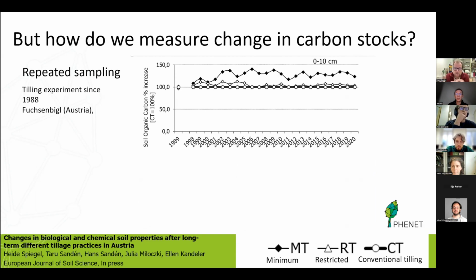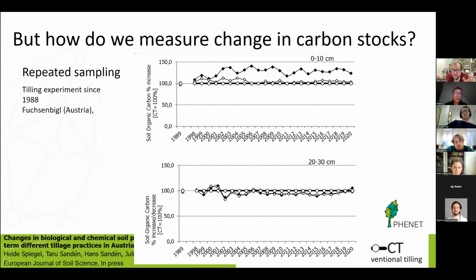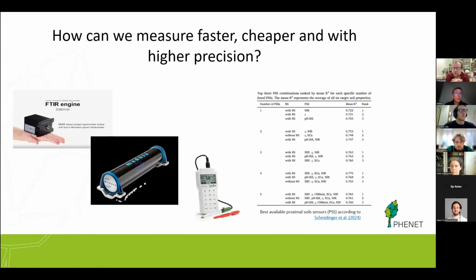So far, for example together with Argus, we've been repeatedly going back to the same plot, taking soil samples and analyzing them in the lab. What you see is that with minimum tilling, for example, you get an increase in the top layer. But if we look at the deeper layer, we can see that there is no effect. And what's happening below that, we don't really know, because it's so hard work to sample in deep soil depth and do all these analyses. So what we need is a quick and cheap way to analyze carbon stock changes.